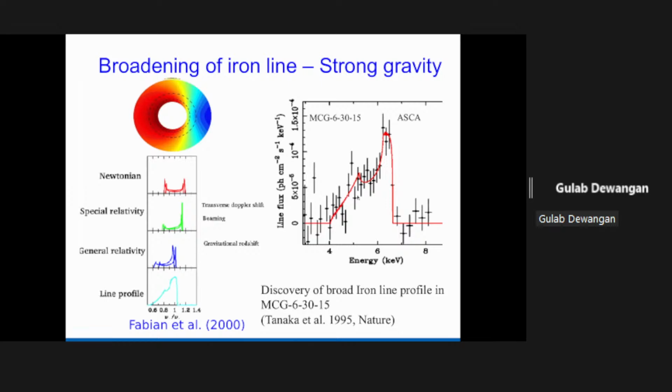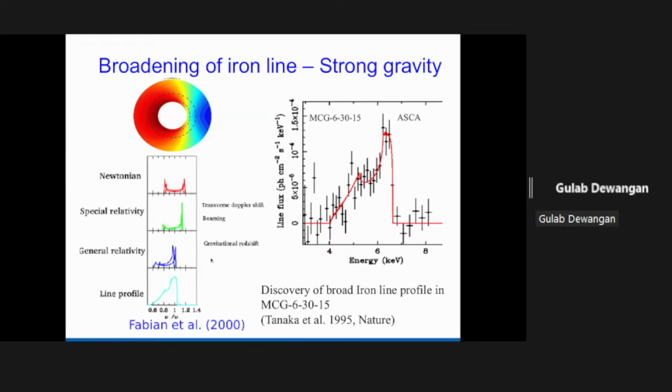And on the right side, this was actually the observation, the discovery of such a broad iron line from one of the AGN, MCG-6-30-15, and how this relativistic model describes the data so well. You see this double peak, double horn asymmetric line profile, like what we saw here, the blue peak, the red peak, and the large width of this line, which is all due to these relativistic effects.